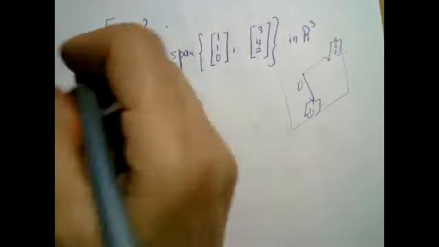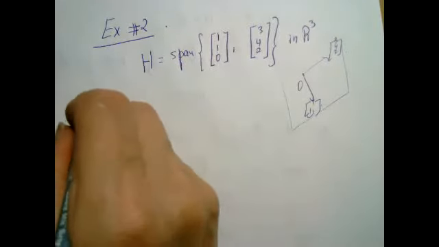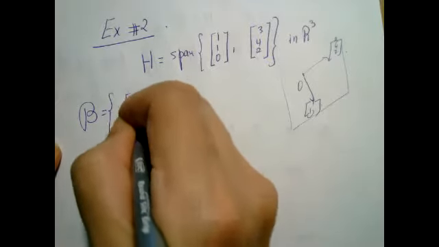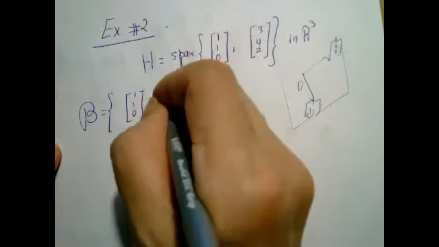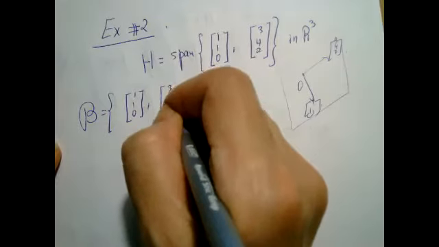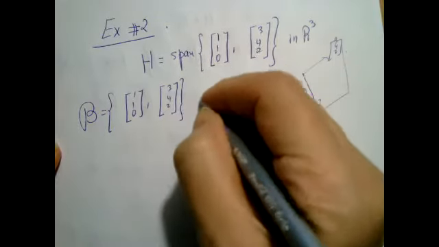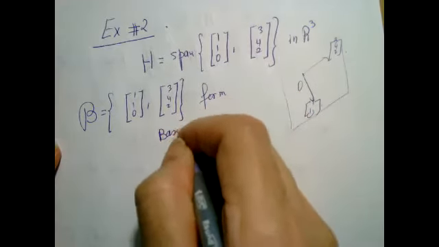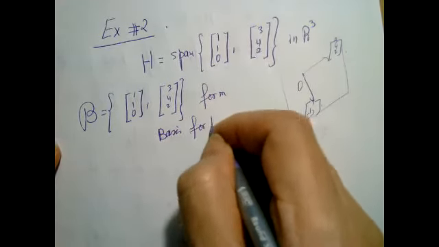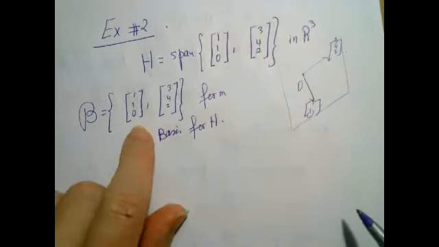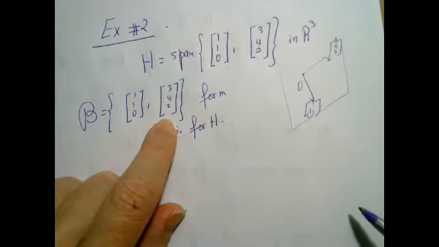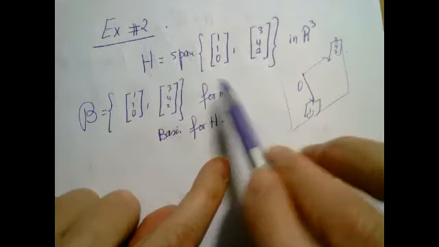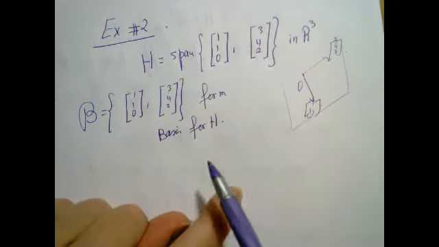Okay. Now, a basis for H. Suppose I take B, which consists of the following vectors. This forms a basis for H, because those two vectors are linearly independent and H is their span. So by definition of basis, those form a basis for H.